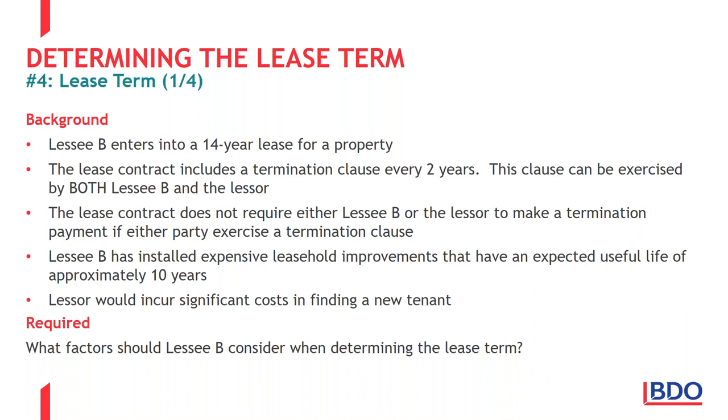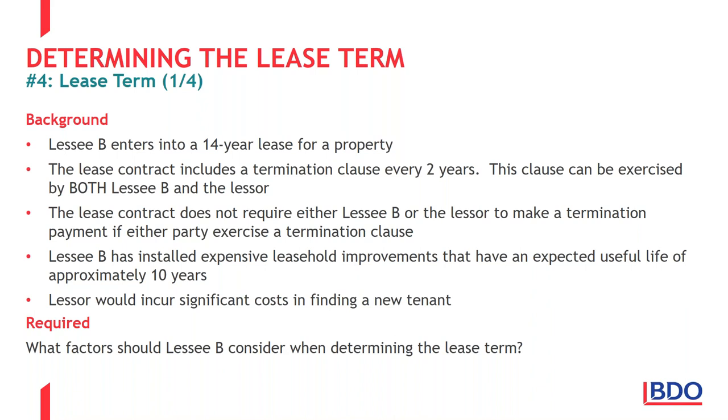we don't have an enforceable contract. However, if we go on, it says, lessee B has installed expensive leasehold improvements that have an expected useful life of approximately 10 years. Now, lessor would incur significant cost if they have to find a new tenant. So although there are no termination penalties written into the contract, both of them will incur significant other economic penalties if they cancel this agreement. So what factors should lessee B consider when determining the lease term?